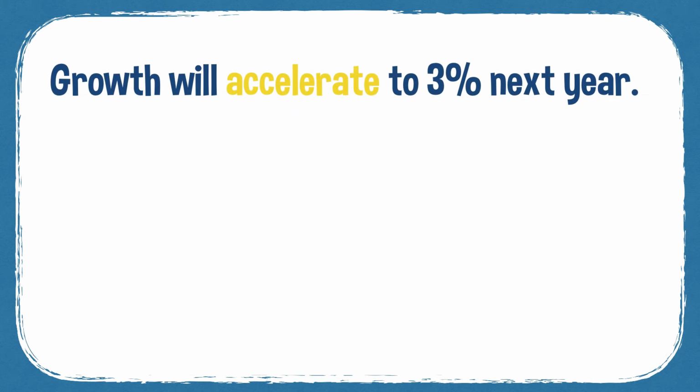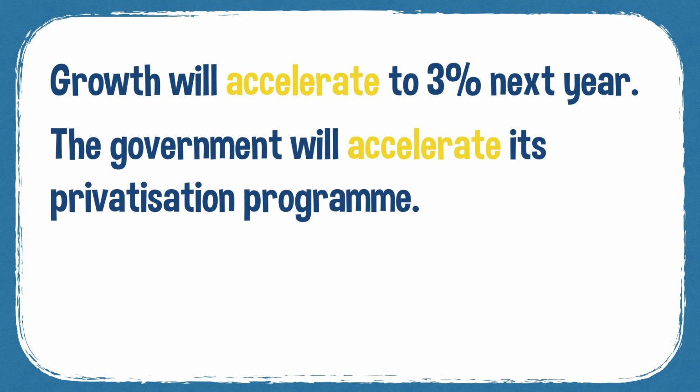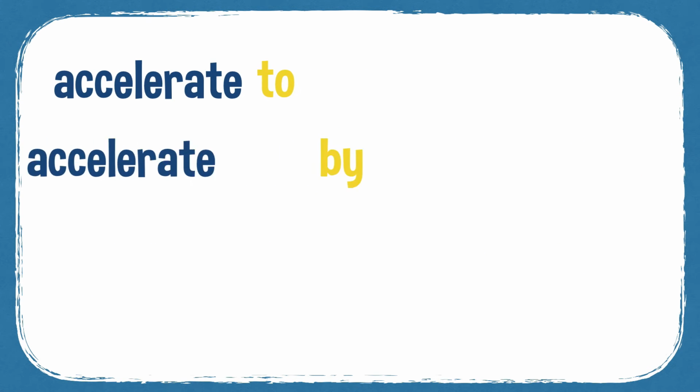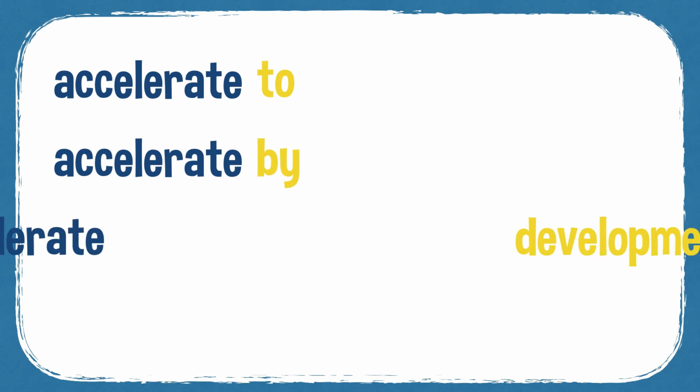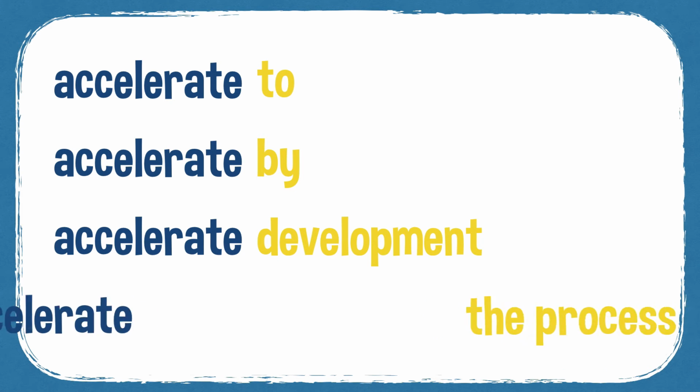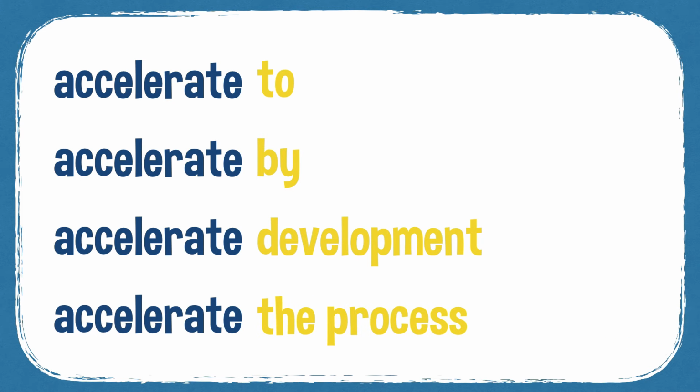So for example, growth will accelerate to 3% next year. The government will accelerate its privatisation programme. CCTV showed the car accelerating to 200 kilometers per hour. So we can accelerate to and accelerate by. And some noun collocations: accelerate development, accelerate the process.